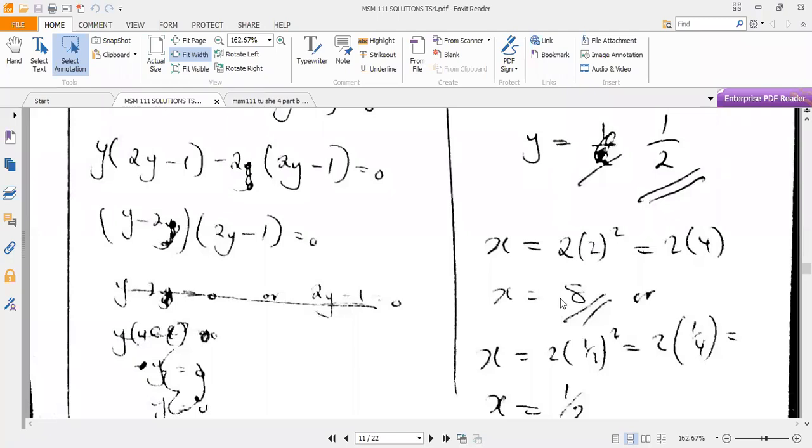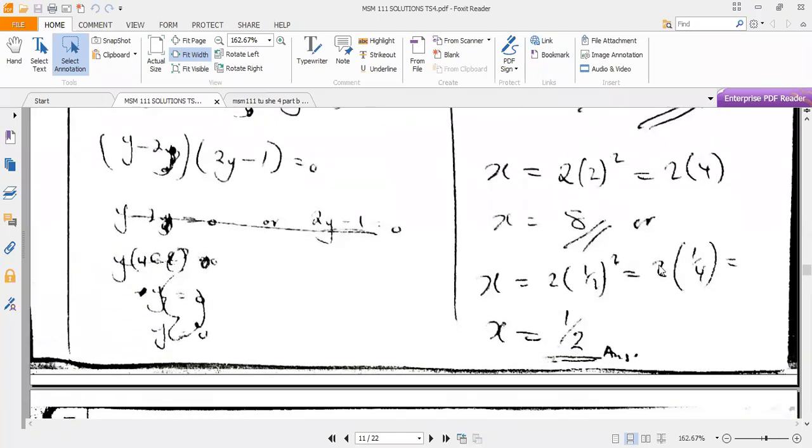Now, you solve for another value of x. Since we had two values of y, now you put another value of y in the same equation here. So when you put the half there, half squared is simply 1 over 4. When the 2 multiplies 1 over 4, you get the half again. x is equal to half. That is, you have solved that equation simultaneously. Any questions?